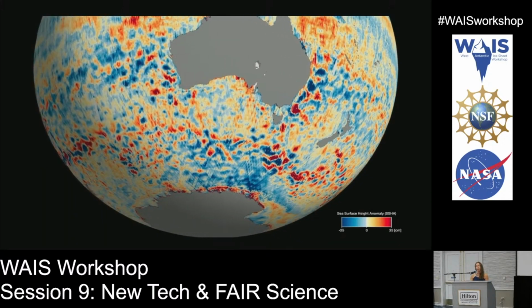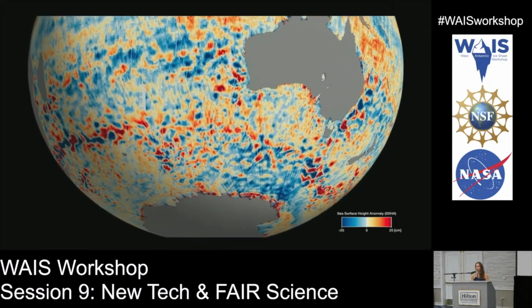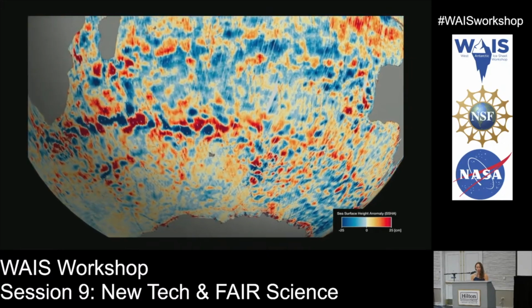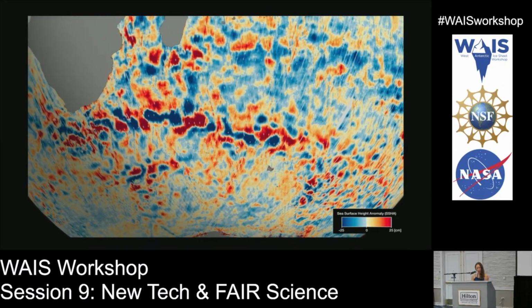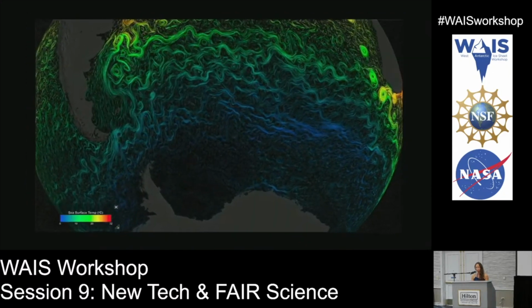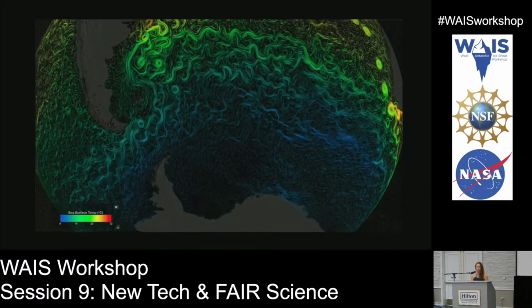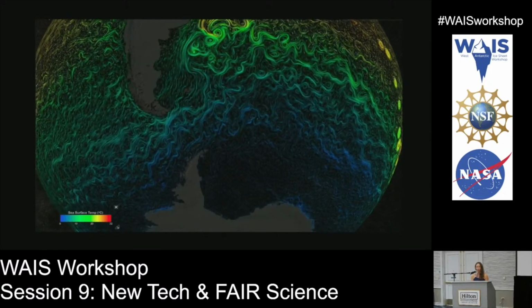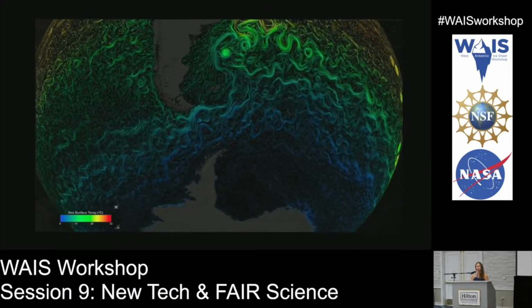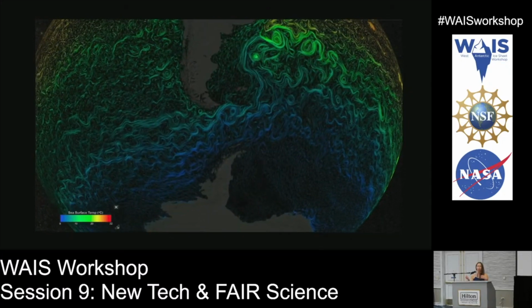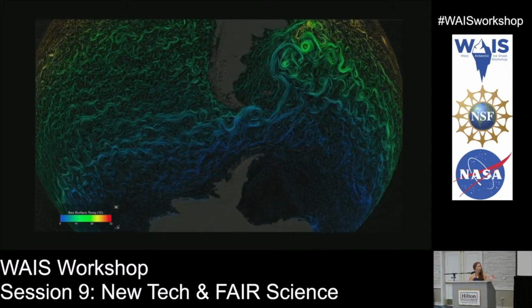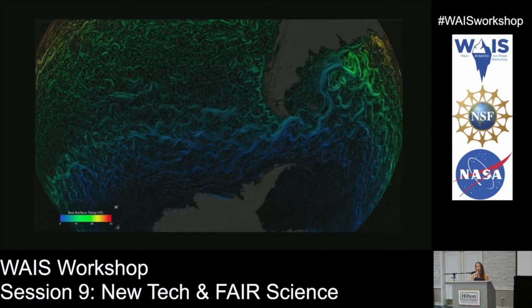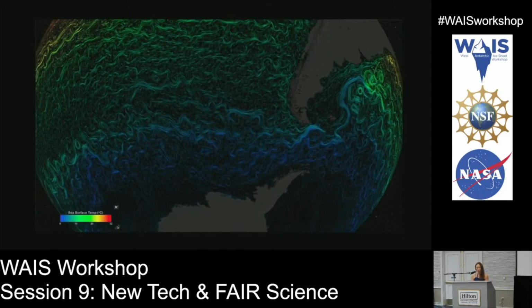One of the variables you can get from SWOT is the sea surface height anomaly, which is shown here. These are a lot of eddies going across the Southern Ocean, and you can process that to calculate surface velocities of the ocean, and that's in the lines that you see here moving around. And you can start to fuse SWOT data with other data sets like sea surface temperature, like you see here, to better understand ocean circulation processes.